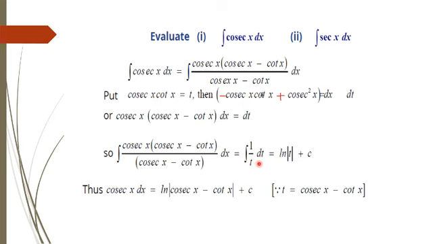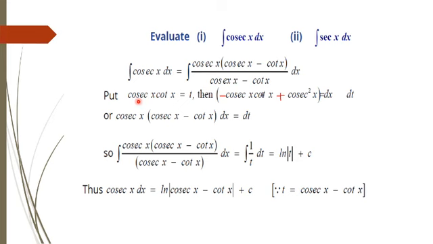So we have the integration of 1 over t, which is a function with its derivative, meaning natural log of the function plus c. Replace the value of t, and we will get the final answer: natural log of cosecant x minus cot x plus c.